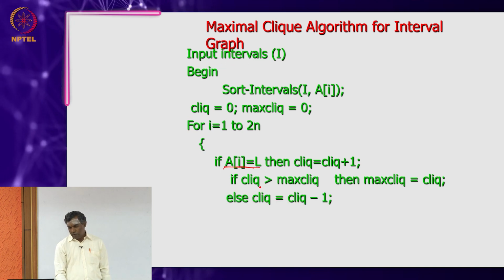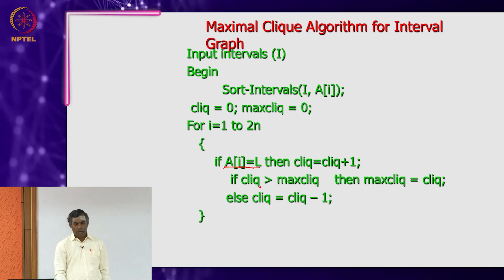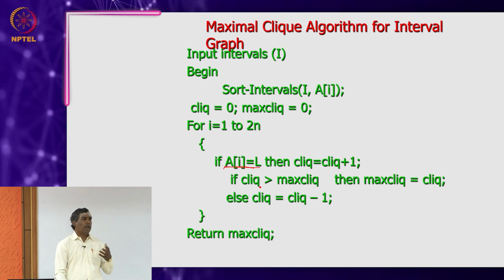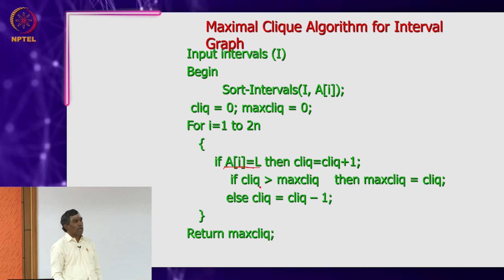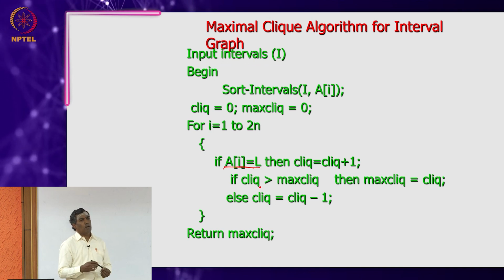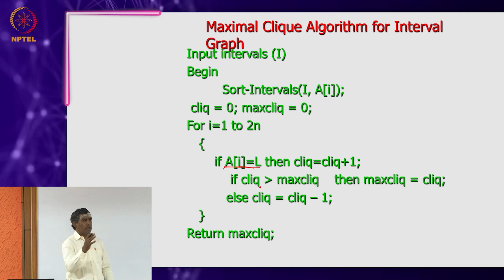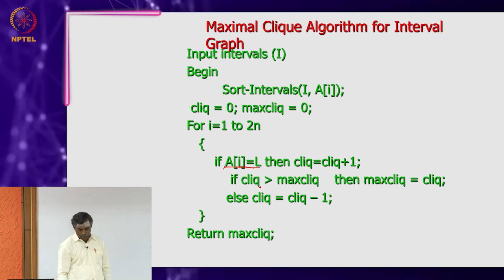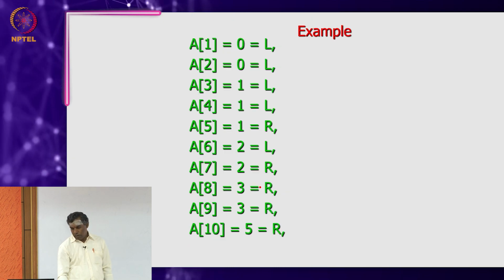This is a very interesting one. As I told, finding the clique number in a general graph is difficult. Of course, there is no efficient algorithm, only probabilistic methods, but for an interval graph it is possible. This is just a small example I will show you.